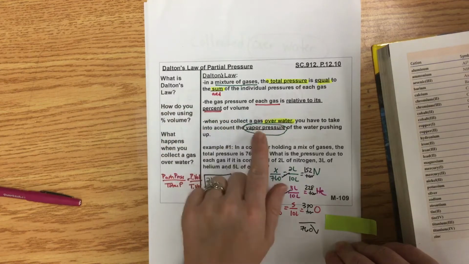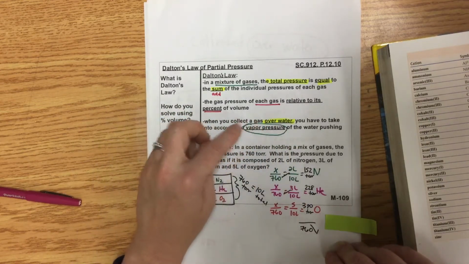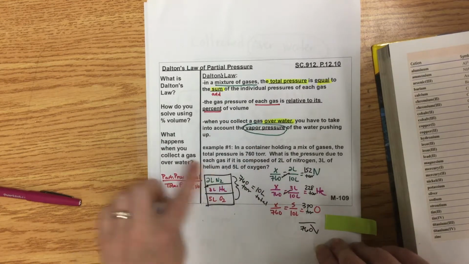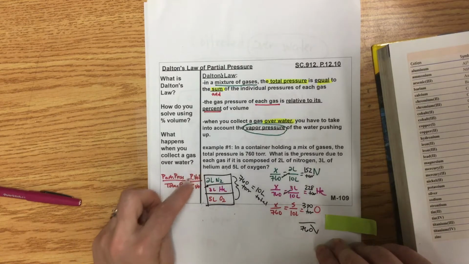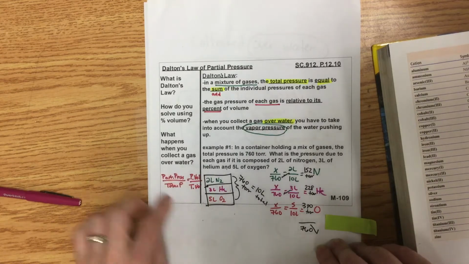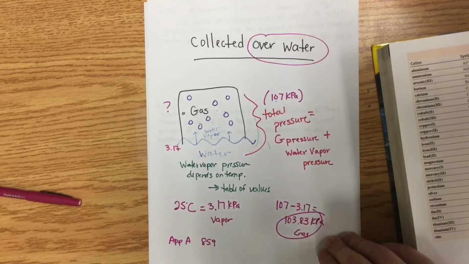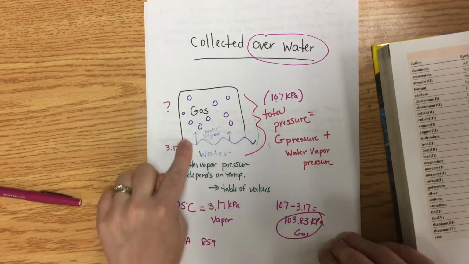We know that the gas pressure of each gas in the mixture is relative to its percent volume. And finally, we learned about collecting gas over water. When we collect a gas over water, we have to take into account the vapor pressure of the water pushing up. We also learned that the partial pressure over the total pressure is relative to the partial volume over the total volume, and we use this equation to work through some of our problems.